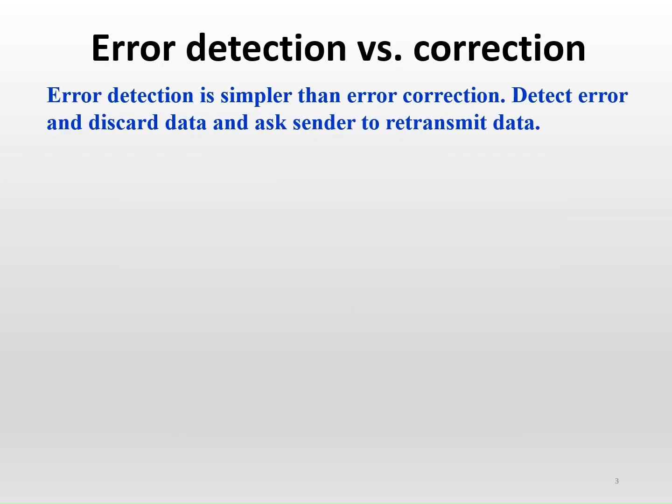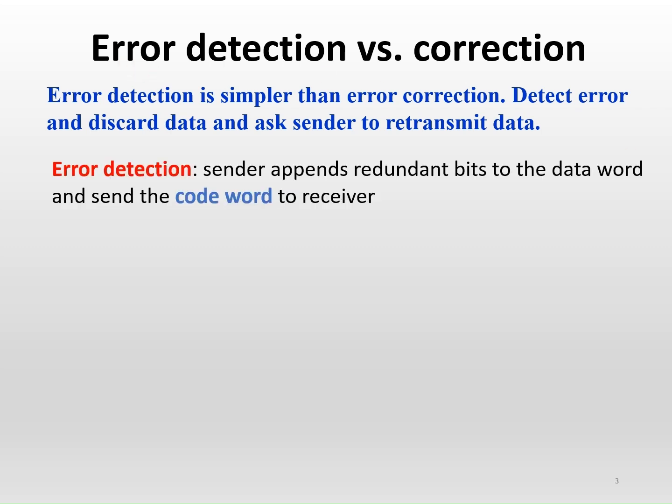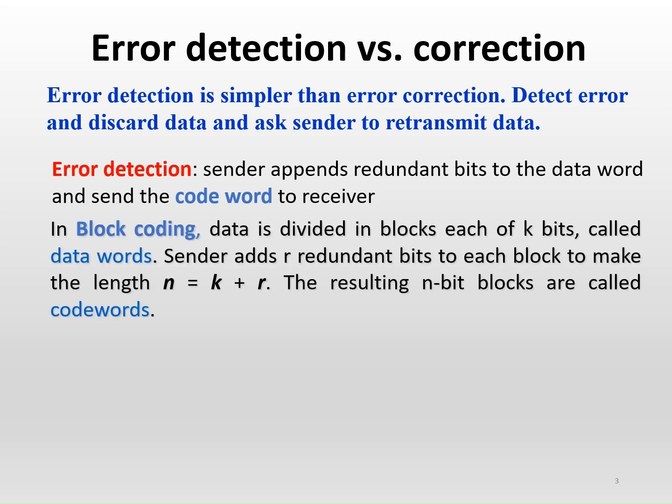So there is a difference between error detection and correction. Error detection is simpler than the error correction procedure, and we are doing only error detection in this lecture. So if the receiver detects error, the receiver can discard the data and ask the sender to retransmit it. But for detecting error, the sender has to do something. The sender will append a few redundant bits to the data word, and the whole thing together, data word and redundant bits together, is called a code word, and that code word will be sent to the receiver.